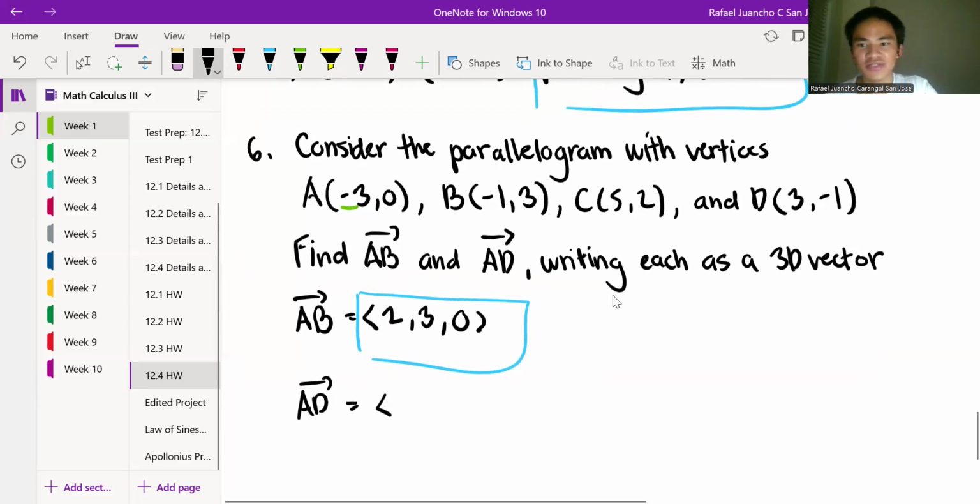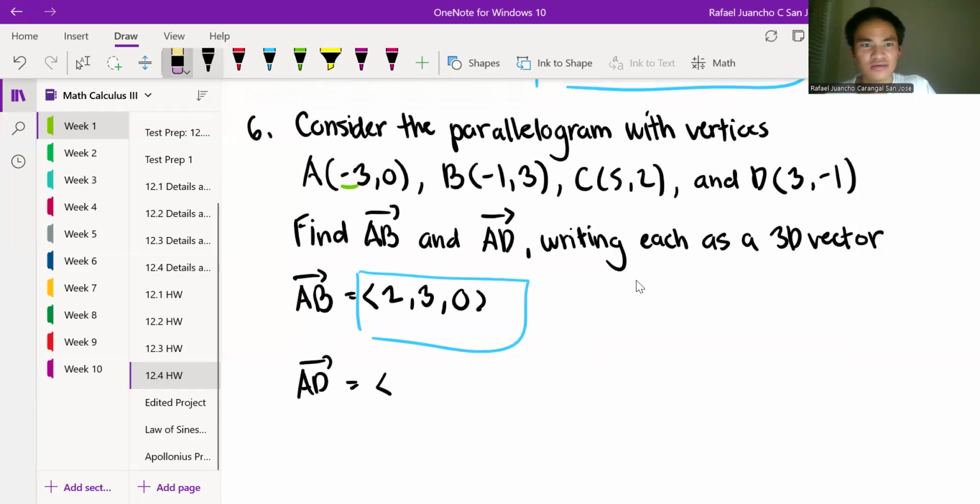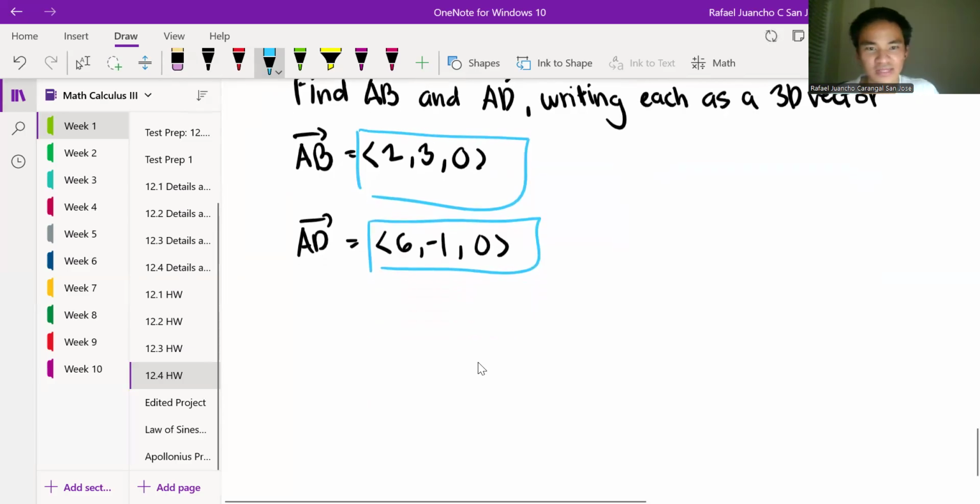We're tracking that change in D from A to D. So 3 minus -3, so that's 6. From -3, I add 6 to get the 3. From 0 to -1, obviously I just subtract 1 from 0. So that's that. Done. Got that part. I'm actually gonna check, see if I got it. 6, -1, 0. Hit submit, see what happens.